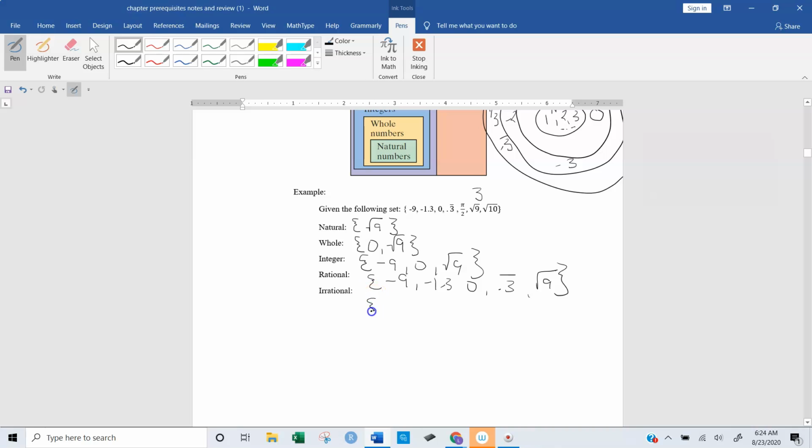Irrational, now is the ones that don't repeat. So that one is just pi over 2, because it doesn't repeat, and it's just the square root of 10.